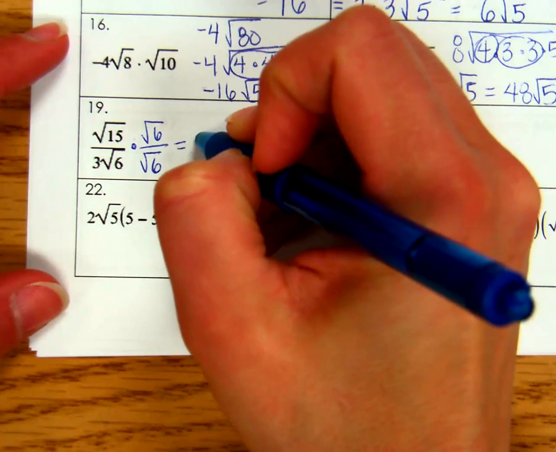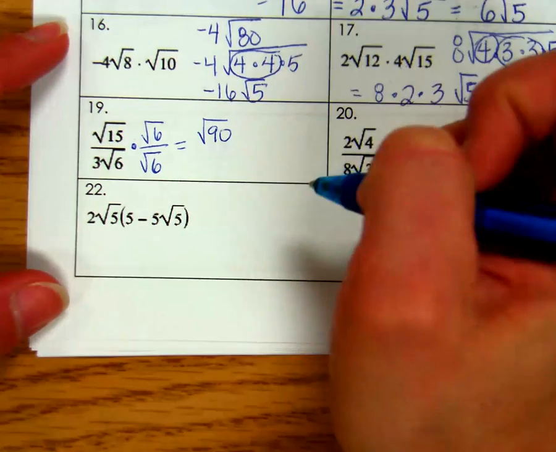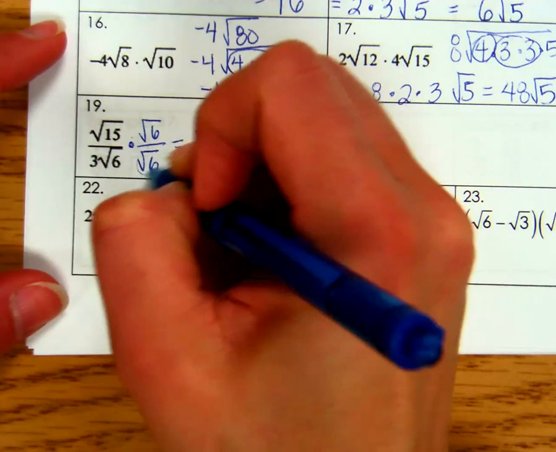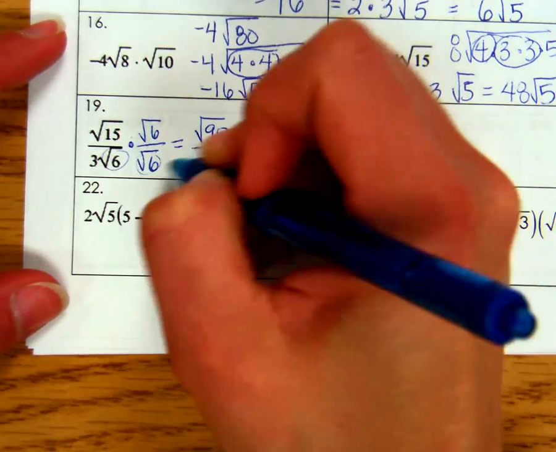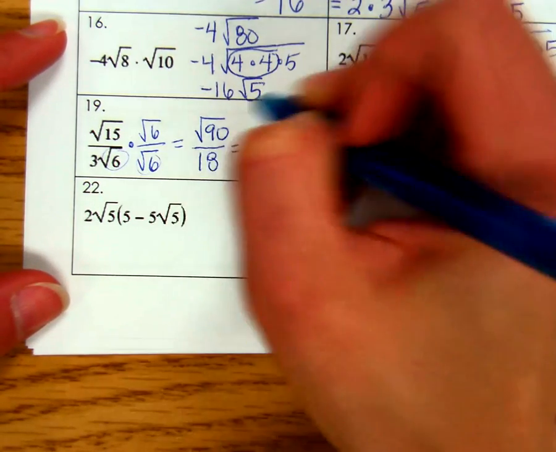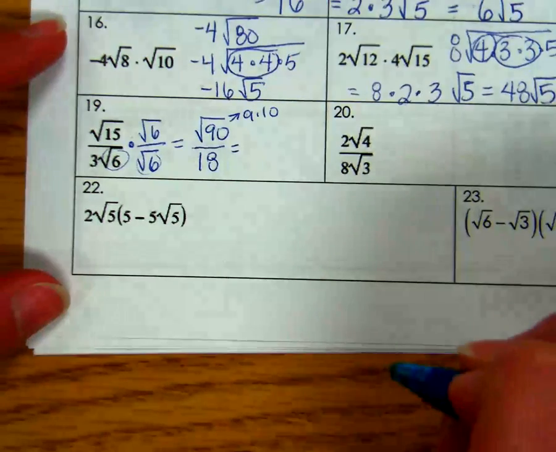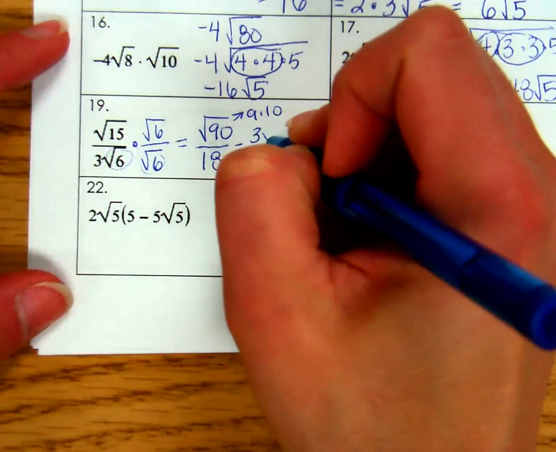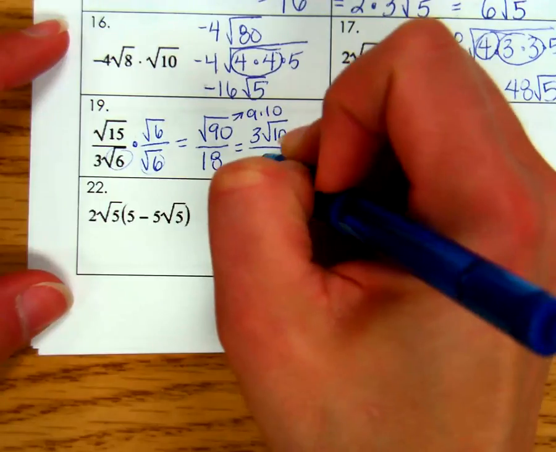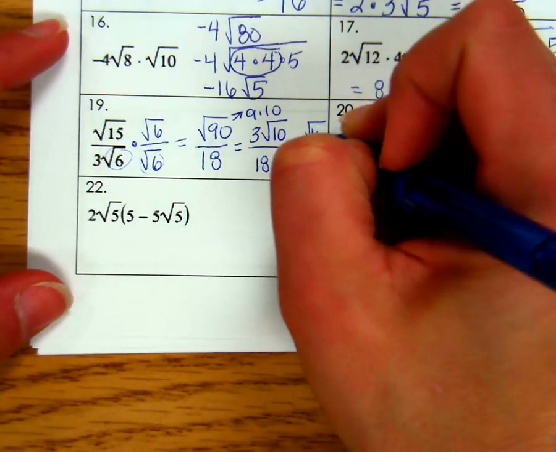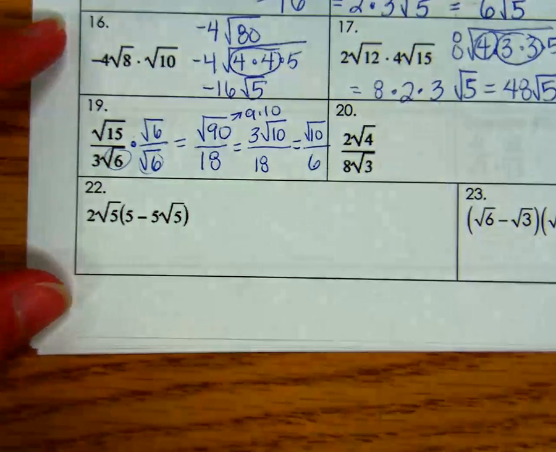So this would be square root of 90 over 3 times 6. So square root of 6 times square root of 6 is 6. 3 times 6 is 18. 90 breaks into 9 times 10. Square root of 9 is 3. So 3 square root of 10 over 18 equals square root of 10 over 6.